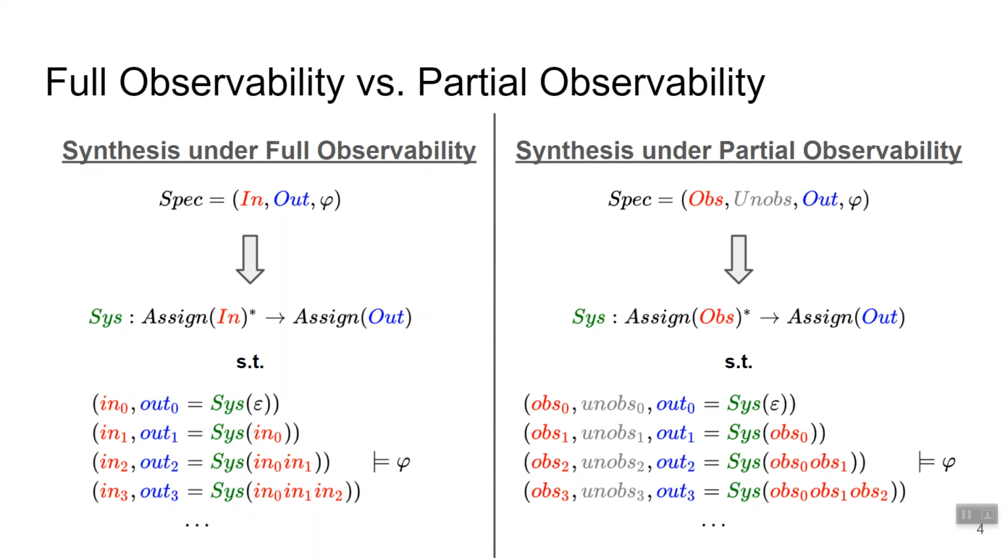In partial observability, on the other hand, the system function only has access to the assignments of the observable inputs, but the specification must still be satisfied regardless of the value of the unobservable inputs.